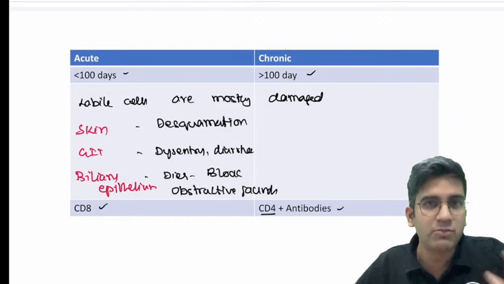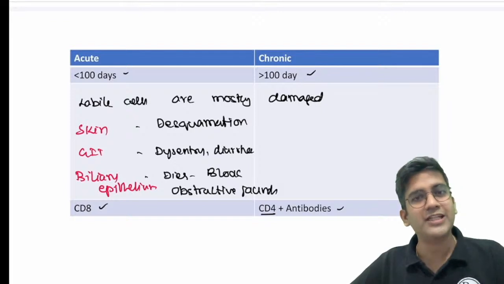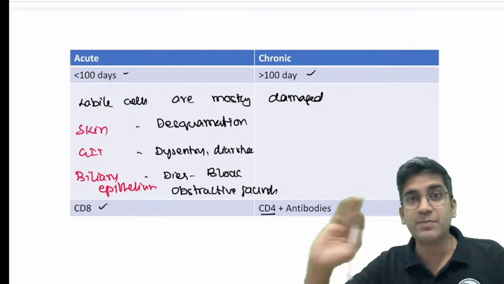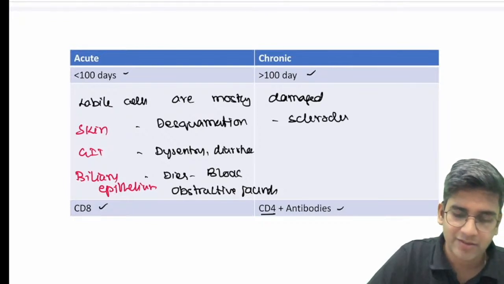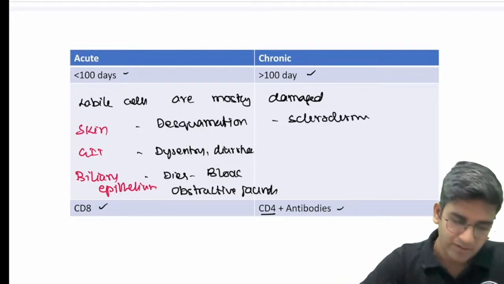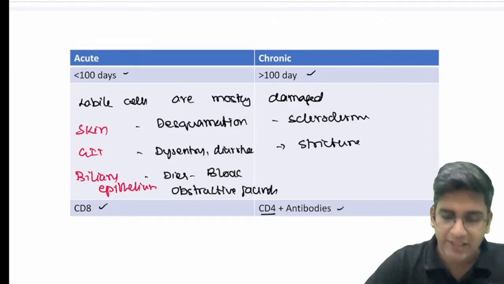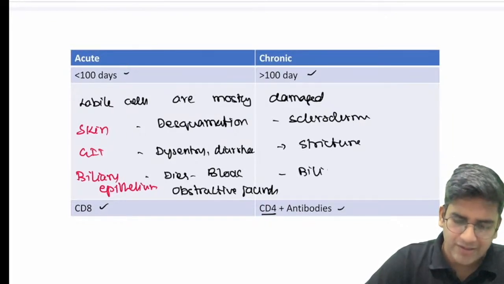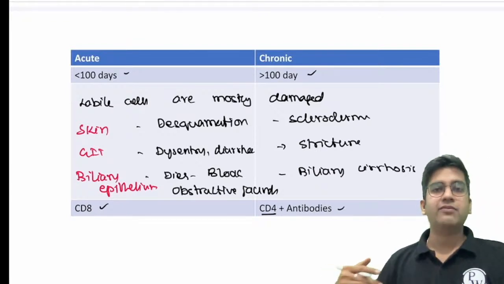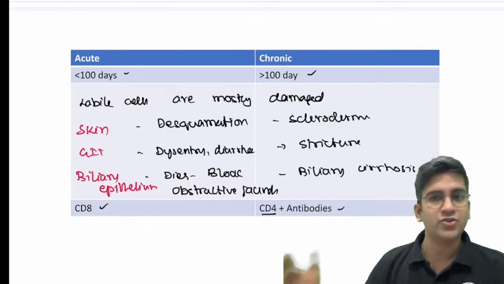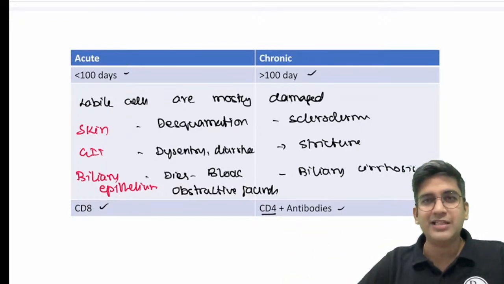Chronic, what's the hallmark of chronic? You won't forget it, right? TDHF, tissue destruction, healing by fibrosis. The same three organs are the primary manifestations. In chronic, in the skin I might have scleroderma, TDHF. In the GIT I have stricture, TDHF. In the liver I have biliary cirrhosis, TDHF. So undoubtedly I'll have fibrosis in almost every organ. So chronic is also the same thing, but chronic is not that important for me because GVHD kills patients.